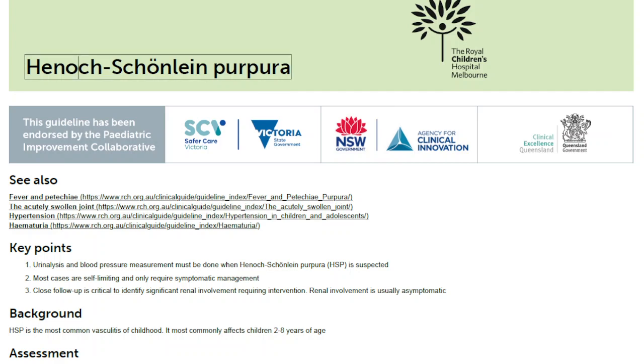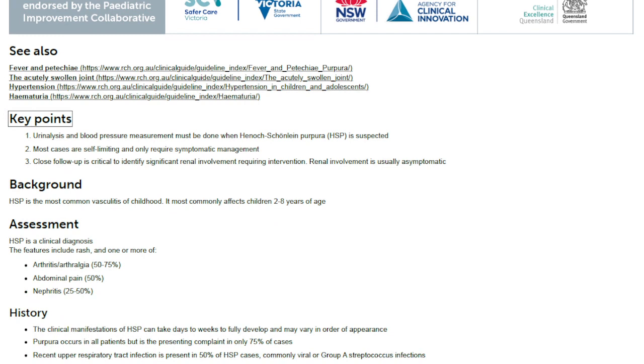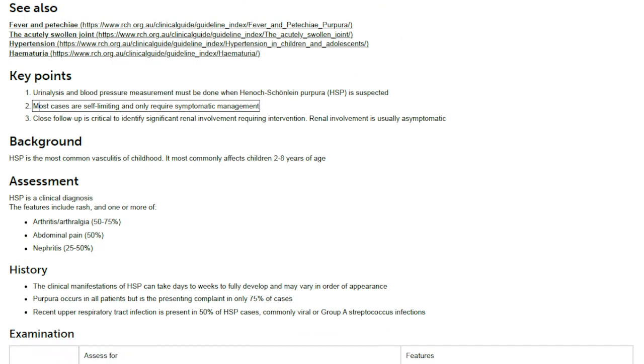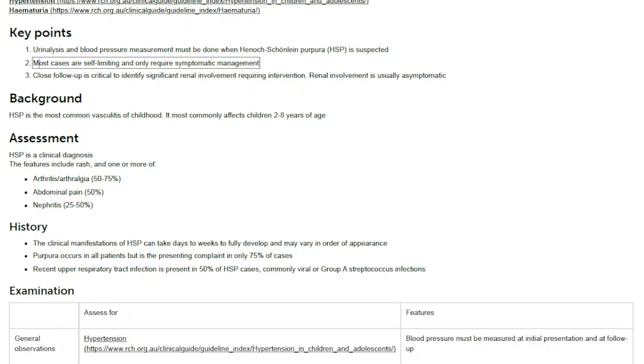Henoch Schönlein purpura. Key points. Urinalysis and blood pressure measurement must be done when Henoch Schönlein purpura, HSP, is suspected. Most cases are self-limiting and only require symptomatic management. Close follow-up is critical to identify significant renal involvement requiring intervention.